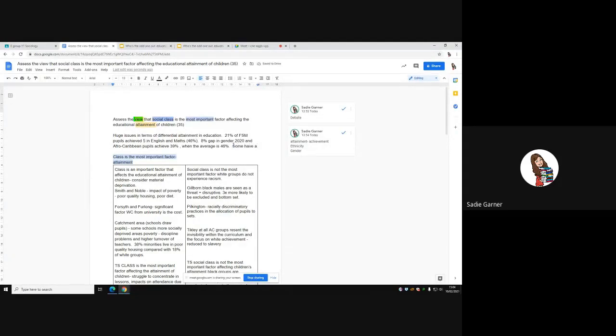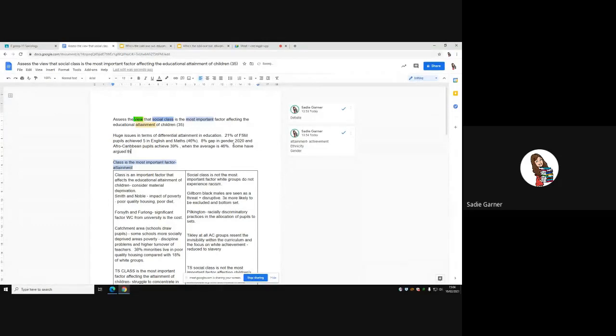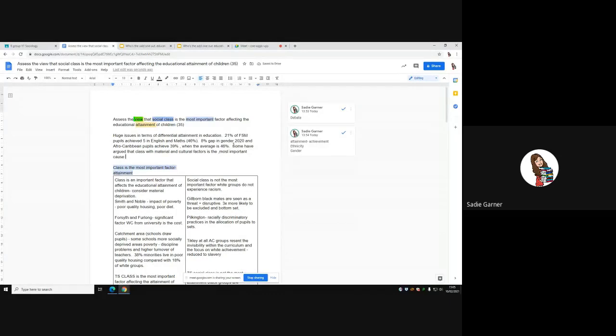some have argued that class with material and cultural factors is the most important cause. Huge issues in terms of differential attainment: free school meals, gender, and ethnicity. Some have argued that class with both material and cultural factors, because I've got 2 paragraphs on those, are the most important causes.